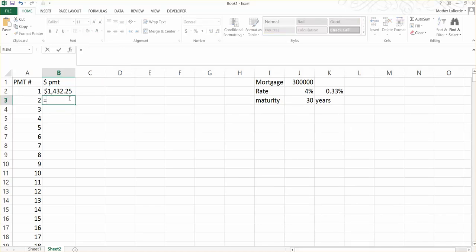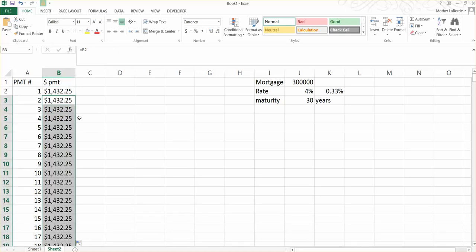My payment will be constant every month, so I'm just going to link the second month's payment to the first month's payment, and then double click to copy that down. So that's how much I owe every month on my mortgage.